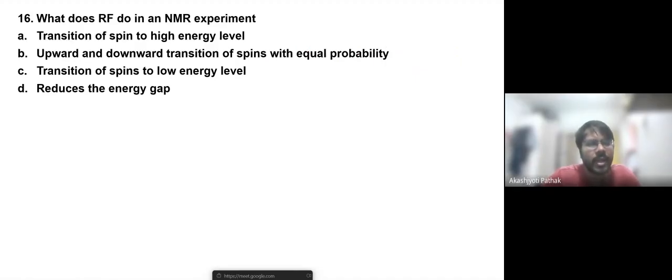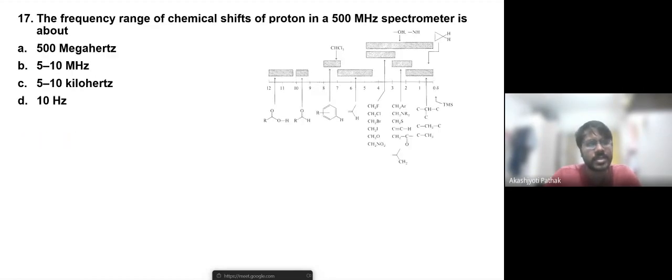What does RF do in an NMR experiment? What happens when you apply radio frequency? There will be upward and downward transitions of spins with equal probability, isn't it? This has been very well explained by Professor Hosur in his lectures. There is equal probability of transition to the upper energy state and the lower energy state. Okay, answer is option B.